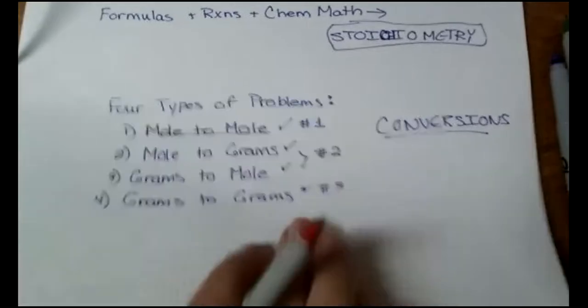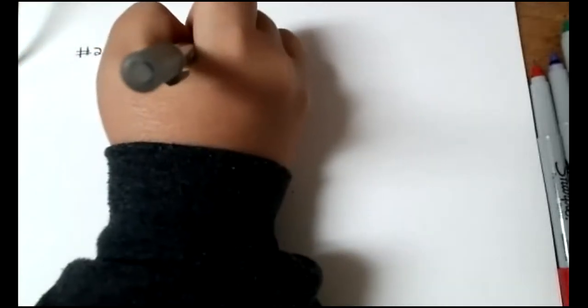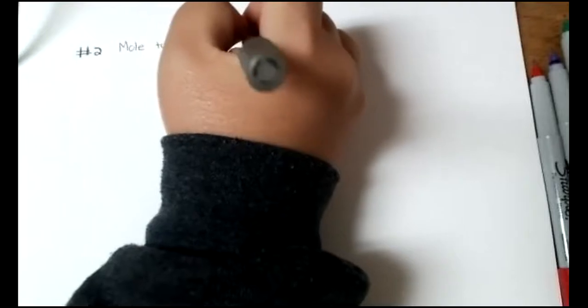So we're going to go ahead and just launch right into a problem because I think that is the best way to address these. So we're going to start with problem type number 2. And problem type number 2 is going to be a mole to gram problem.